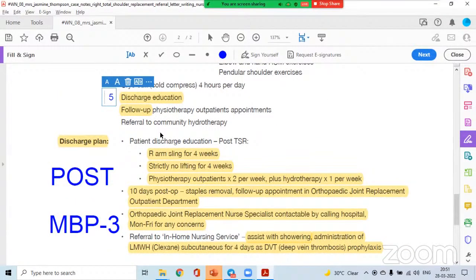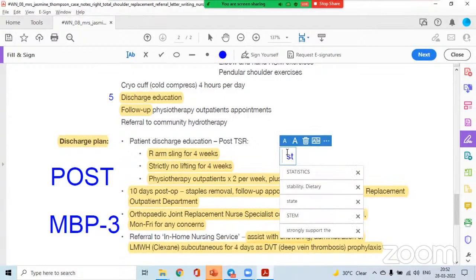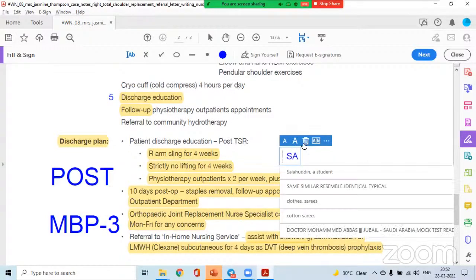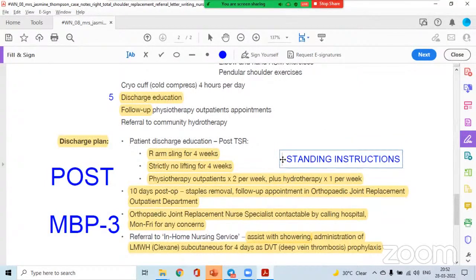Once you wrote it there, then again no need. These are the actions of the nurse, what the nurse has to do. These are the instructions for the nurse, standing instructions, do's and don'ts. She has to take care of all these things. So standing instructions, we can say.